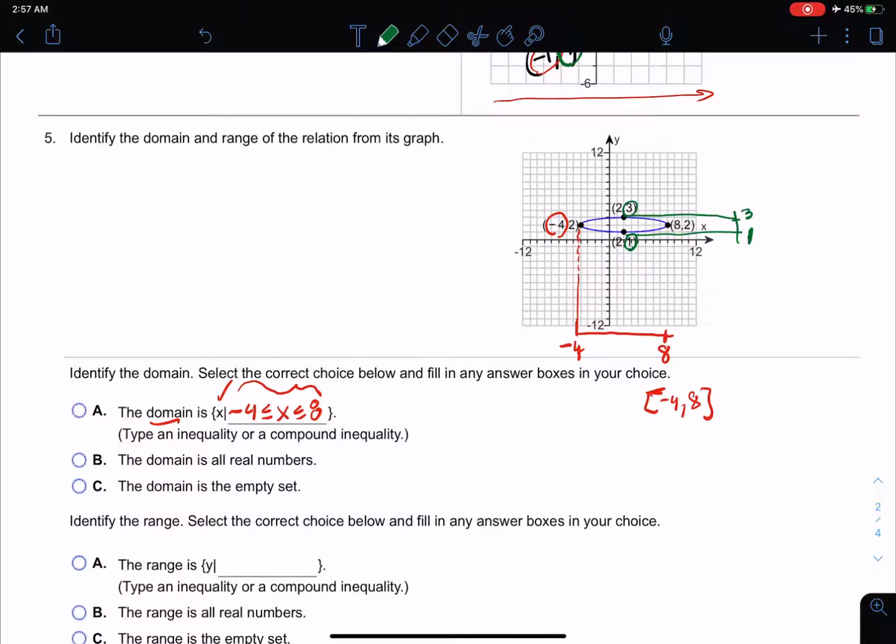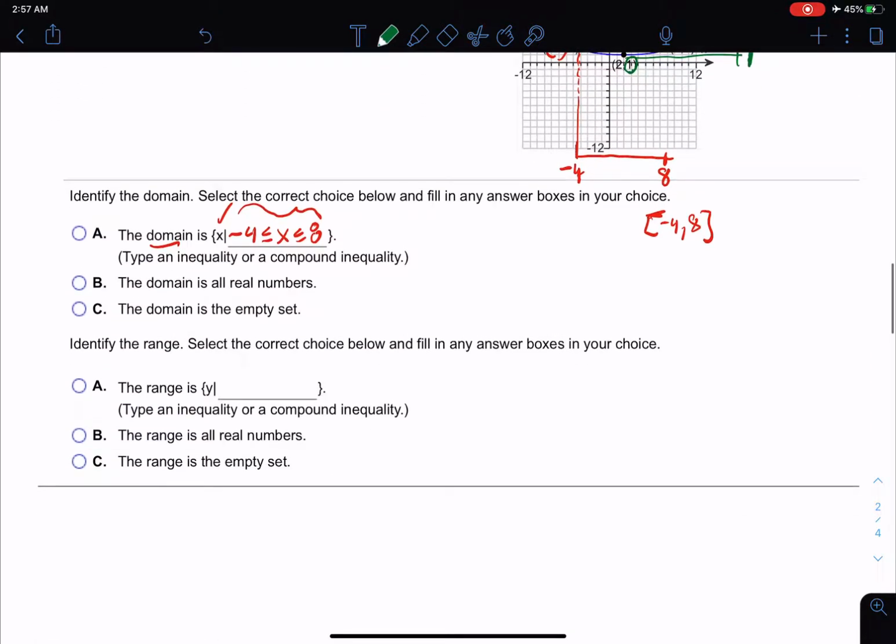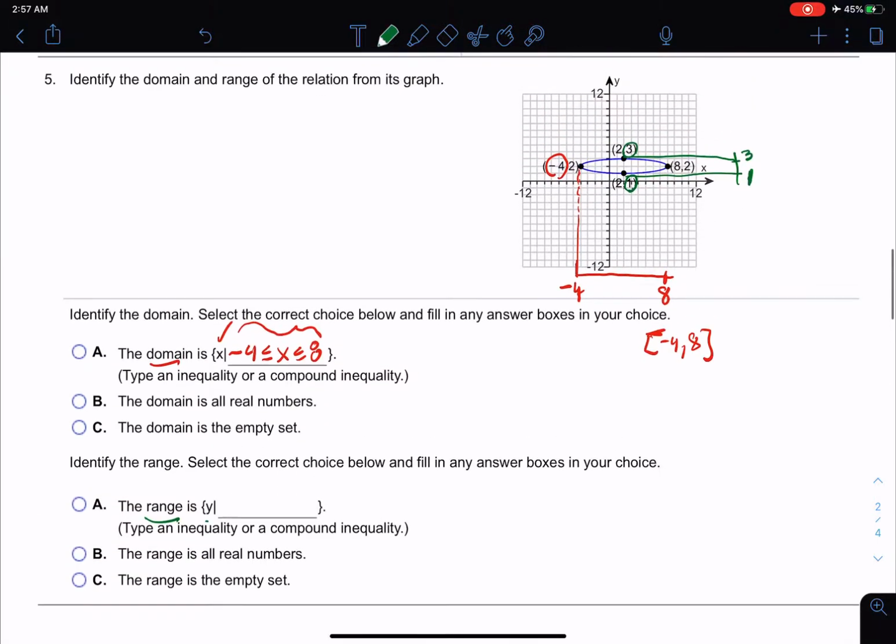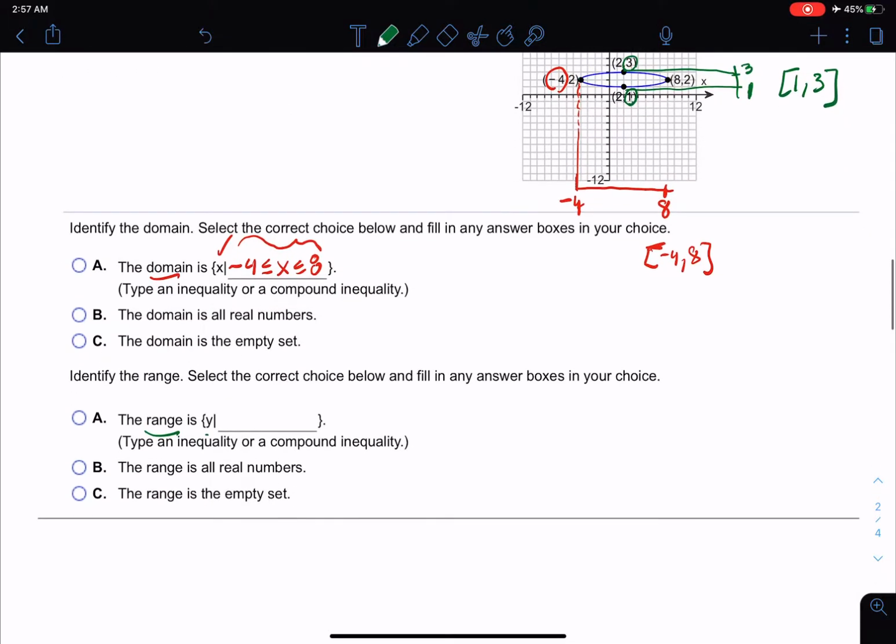Notice the domain used x because it's x values. For the range, it's y values. So if this was interval notation, we'd say it goes from 1 up to 3 and it's closed. But they're asking us to do it in set builder, so the set of all y such that y is greater than or equal to 1, and y is less than or equal to 3. So A is the solution here with a fill in the blank, and A is the solution here with a fill in the blank.